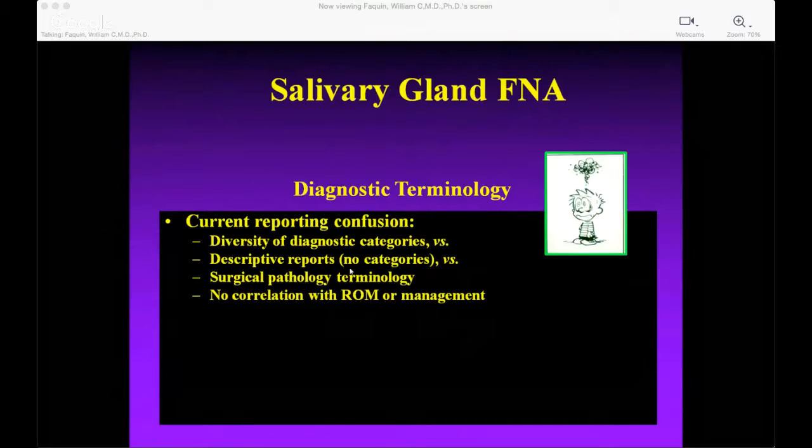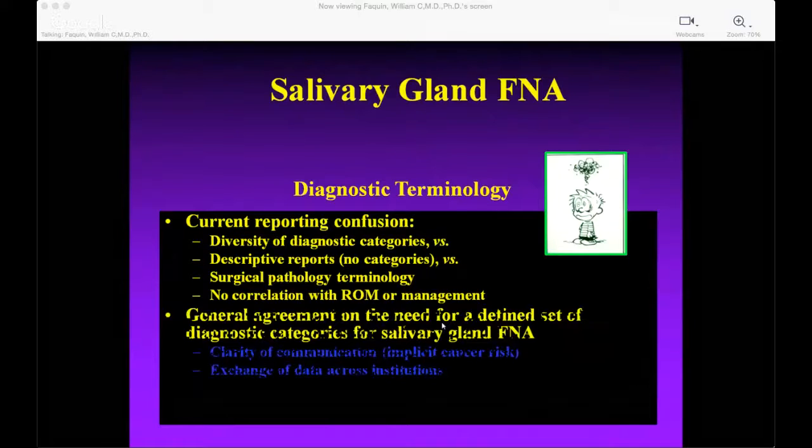Some folks don't even use cytology categories. They just give a descriptive report. At other institutions, surgical pathology terms are used rather than cytology terms. And basically, the way things are right now for salivary gland FNA, there's really no direct correlation of the cytologic diagnosis with a risk of malignancy or with a clinical management algorithm. So I think what we're facing is that there is a general agreement on the need for a defined set of diagnostic categories for salivary gland FNA.